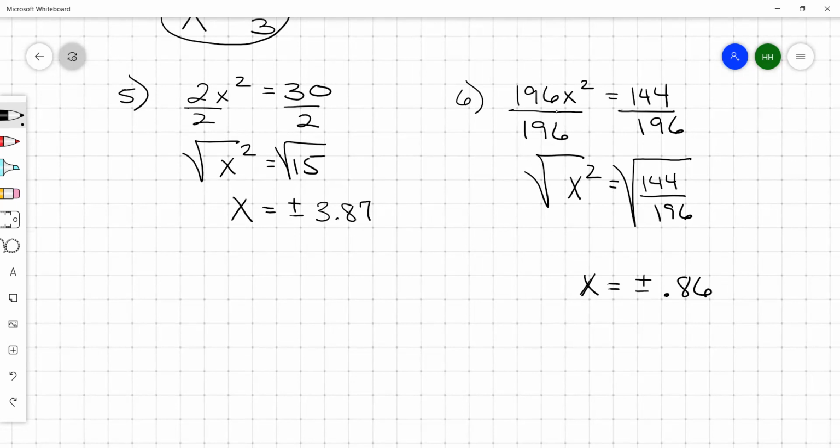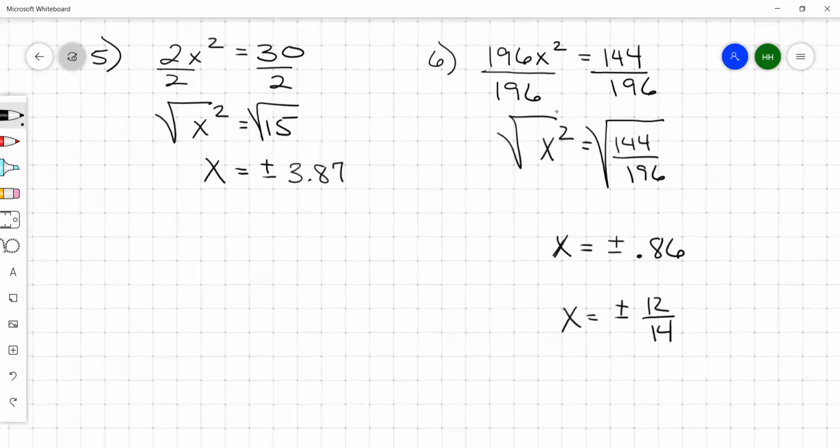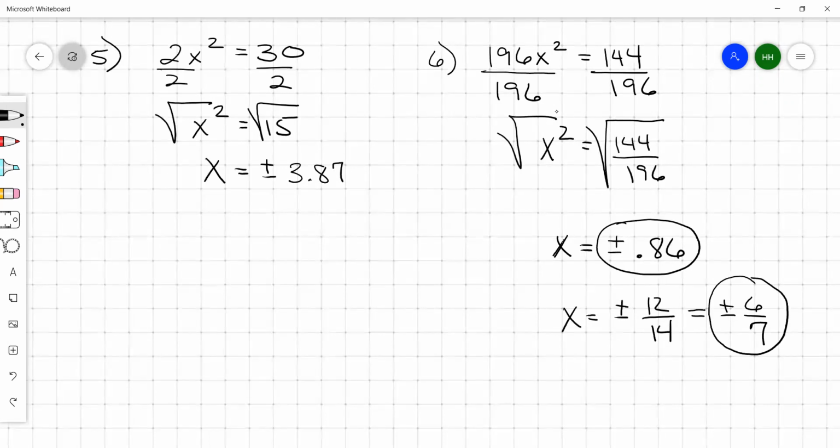In this case, you could also get positive or negative. The square root of 144 is 12. And the square root of 196 is 14. That could also be equal to positive or negative 6/7. All right. So 6/7 is the same as 0.86. So make sure you know either of those could be an option. It could be in fraction form or it can be in decimal form.